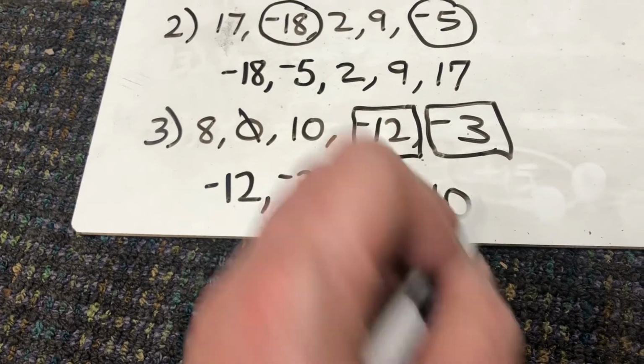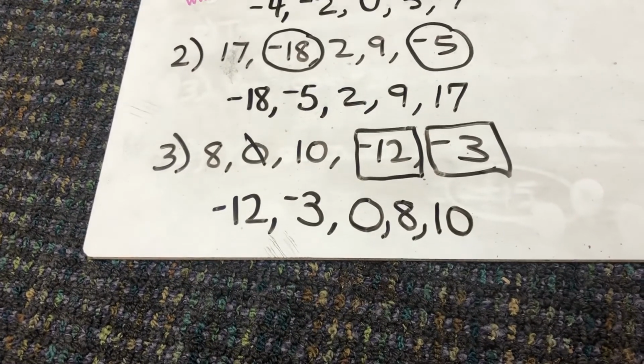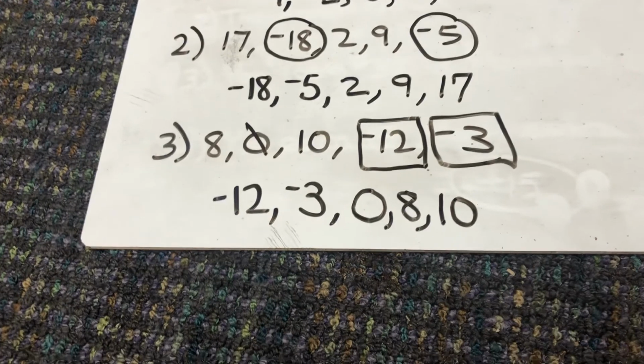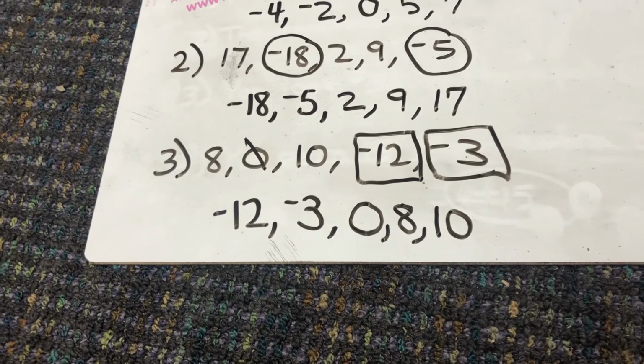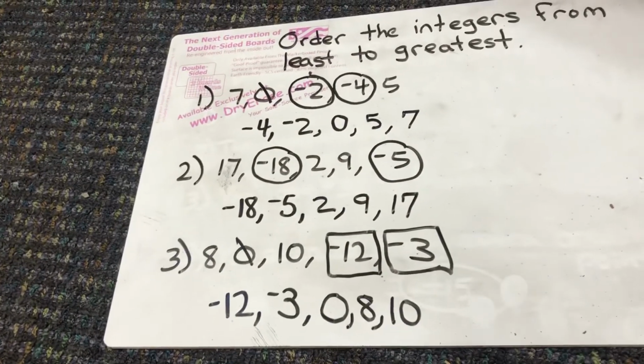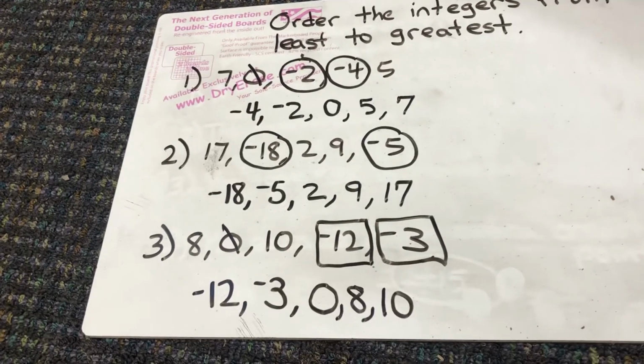And that is definitely comparing numbers with integers. Not real difficult, 6th grade, but you're just going to be using the less than and greater than signs, and then like we did here in this second part, putting numbers in order from least to greatest.